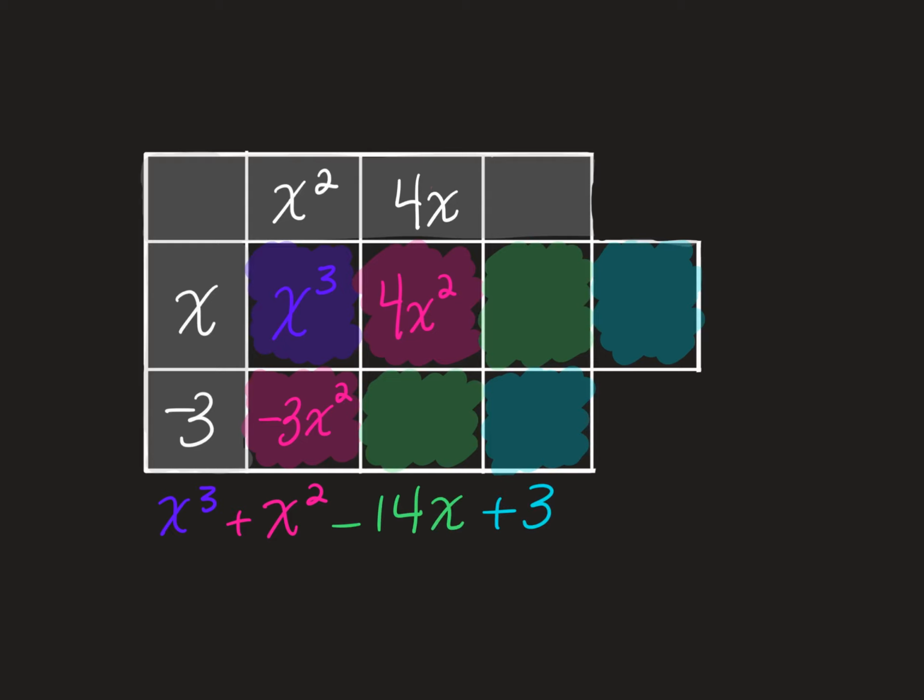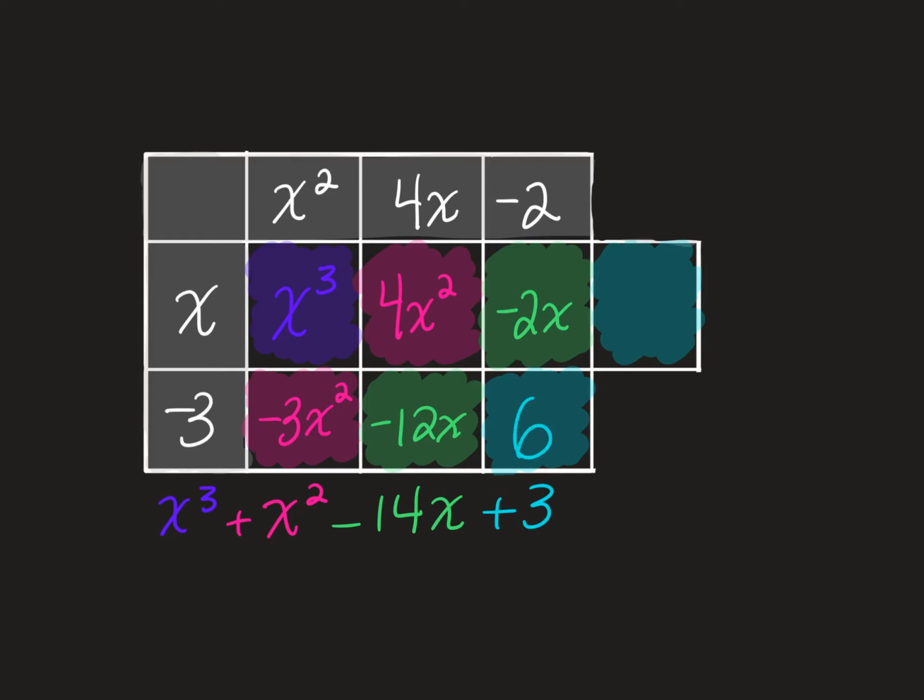And then we can start multiplying this column. So 4x times -3 is going to give us -12x. Okay, and then we have to ask ourselves, what do we add to -12x to get -14x? That's going to be -2x. And then right back to the start. So what do we multiply x by to get -2x? So that's going to be -2. And then we ask ourselves, -2 times -3 is what? And that's going to be 6.